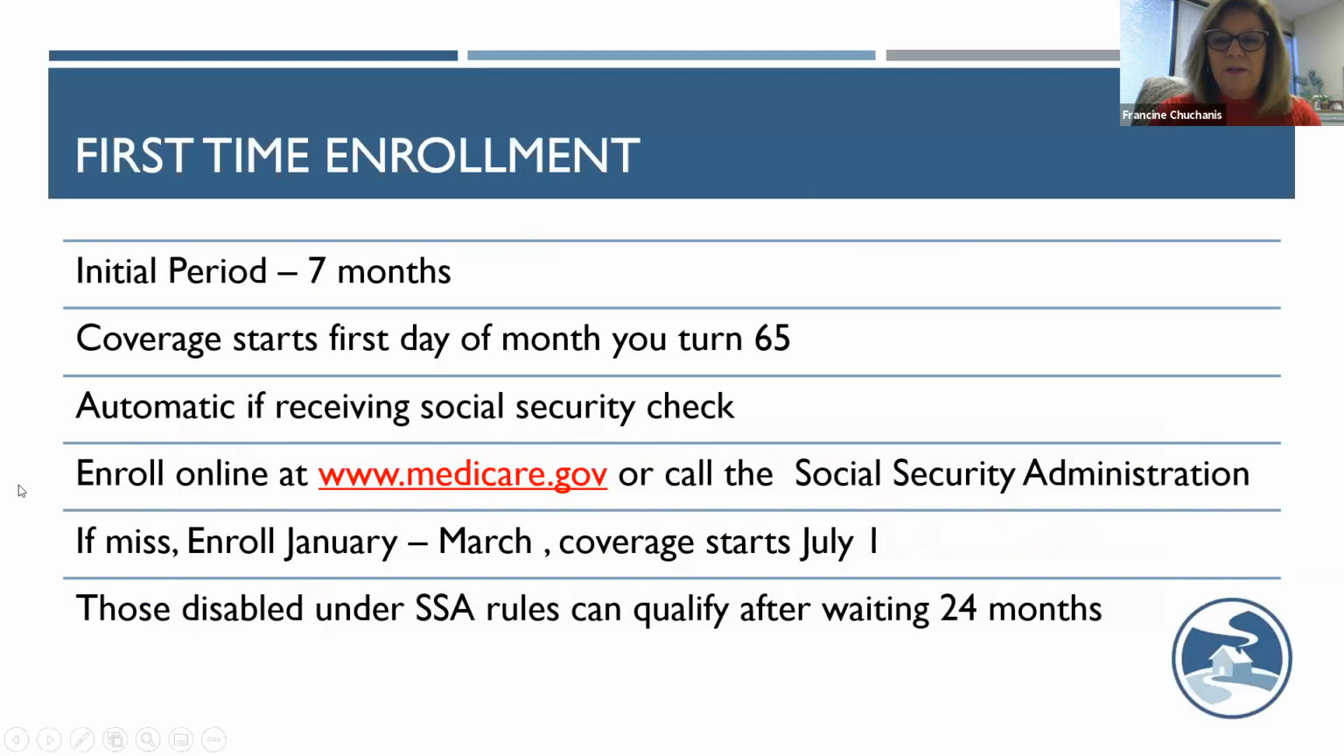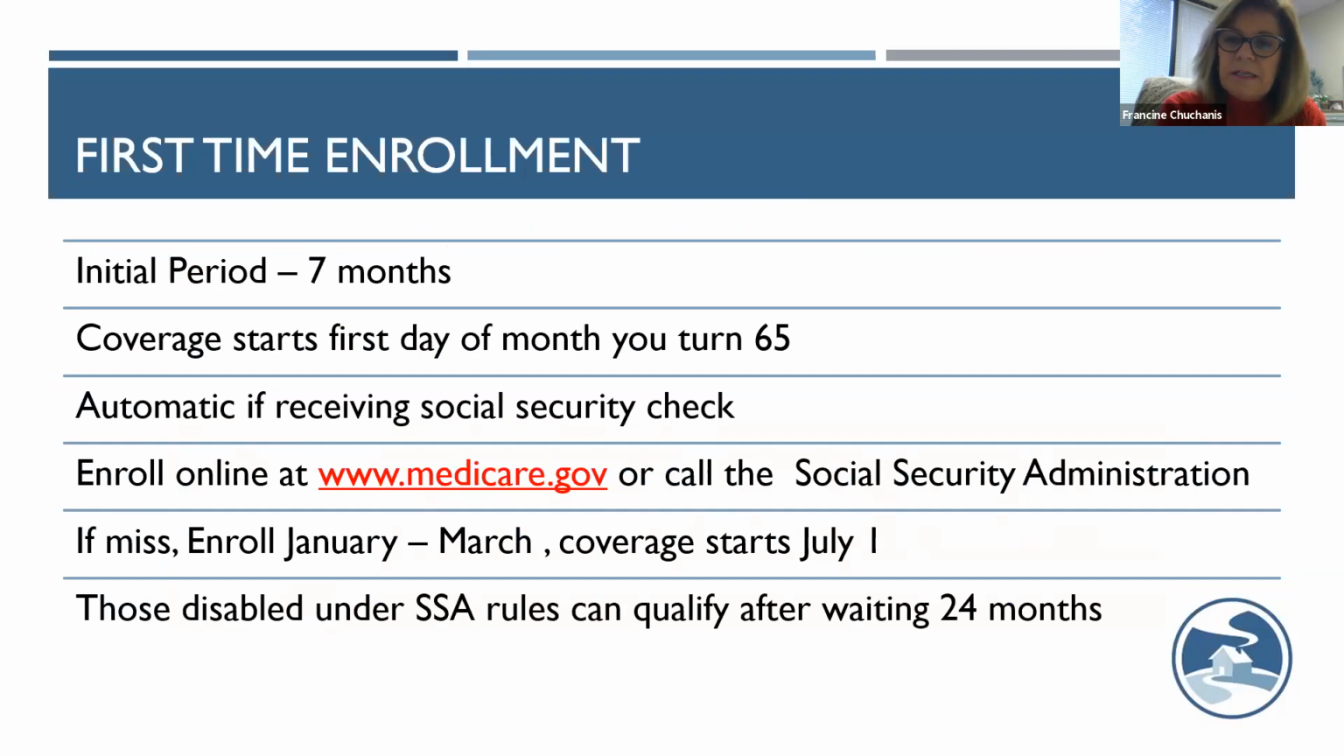So we'll start out talking about Medicare enrollment. When people first become eligible for Medicare, they have an initial enrollment period that lasts for 7 months. It begins 3 months before your 65th birthday and will end 3 months after your 65th birthday. It's important that people enroll in Medicare in the first 3 months of this initial enrollment period so that Medicare coverage can begin the first day of the month you turn 65.